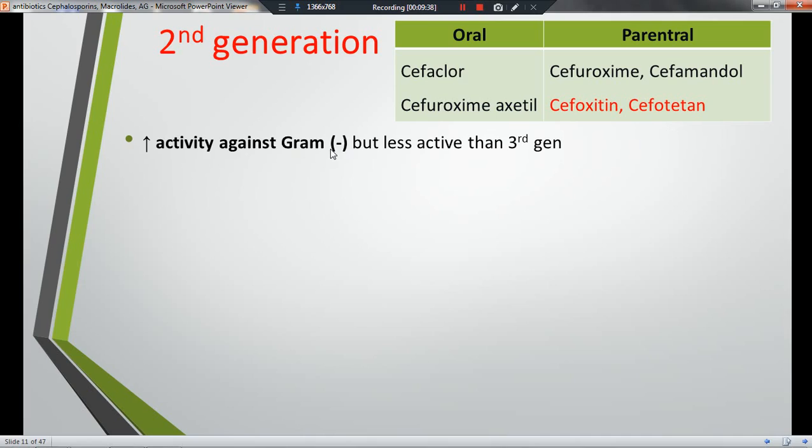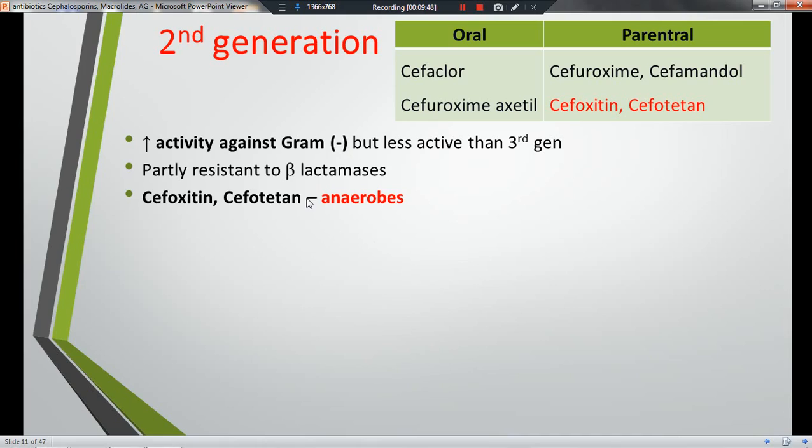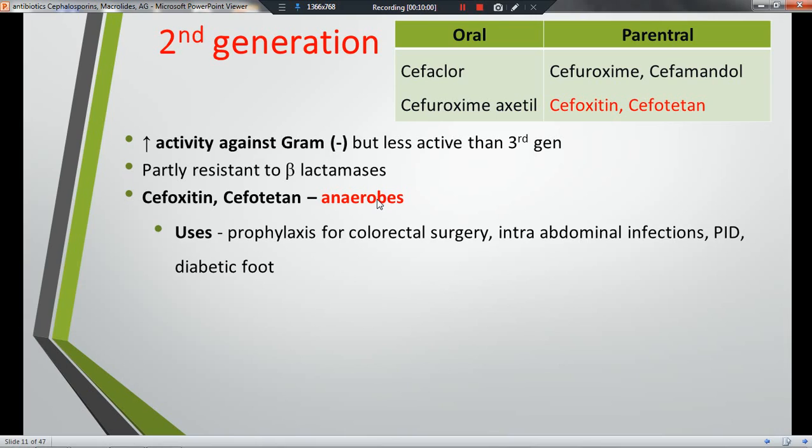Okay, even though they are active against gram negative, their activity is less compared with that of third generation cephalosporins. They are partly resistant to beta lactamases. Cefoxitin, cefotetan are active against anaerobes. So where do we use these agents where we require anaerobic coverage? Like that of colorectal surgeries, anything to do with abdomen, intra-abdominal infections, pelvic inflammatory disease, diabetic foot and all, where we suspect anaerobic infection, you can give these agents, cefoxitin, cefotetan, for anaerobic coverage.